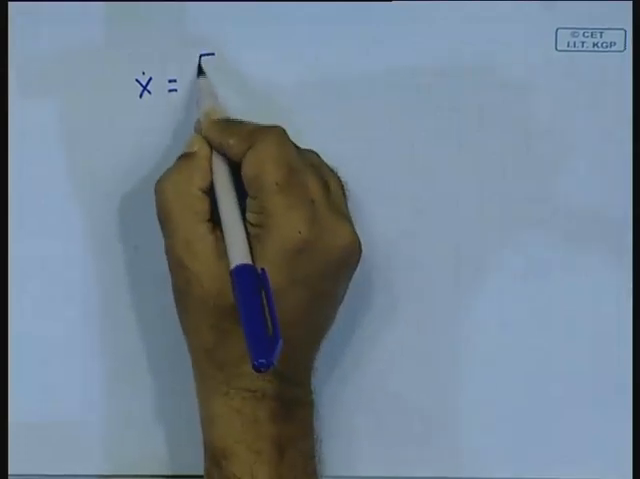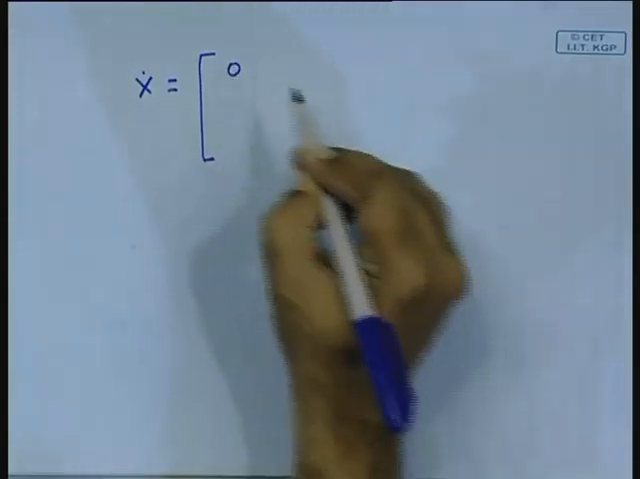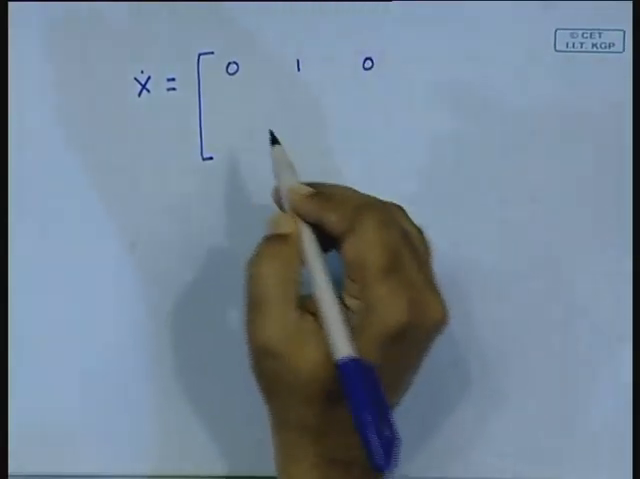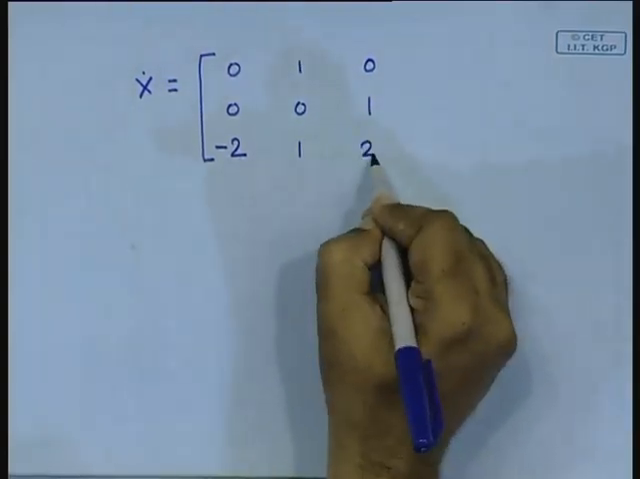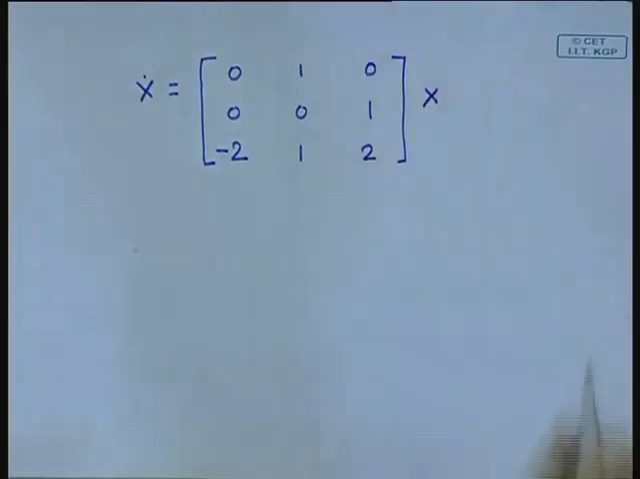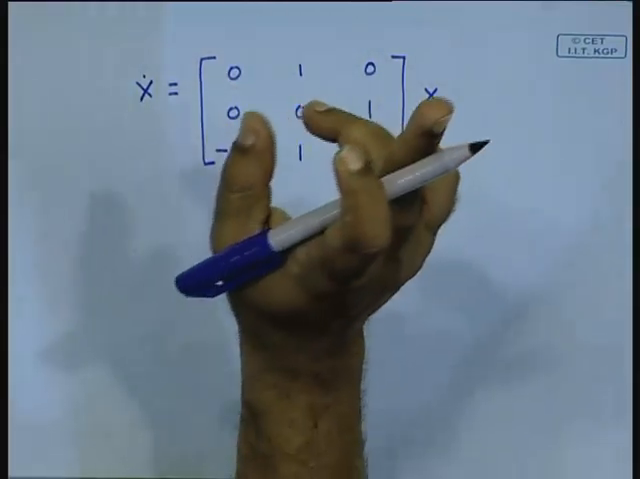In the last class we had given a problem and asked you to approach it. The problem was that the x vector is 3D, and the 3D equations are x dot equals the matrix 0 1 0, 0 0 1, minus 2 1 2, times x. So in this case how would you proceed? First you will go the same way, that means we will try to identify the eigenvalues and eigenvectors. We will write the independent equations along the eigenvectors and then proceed.